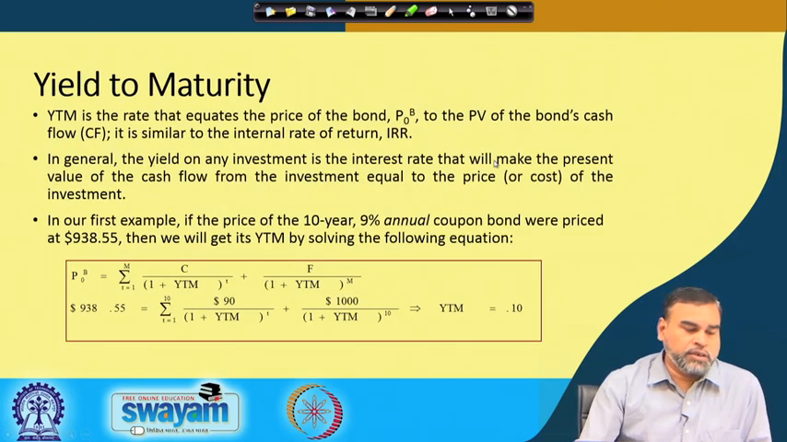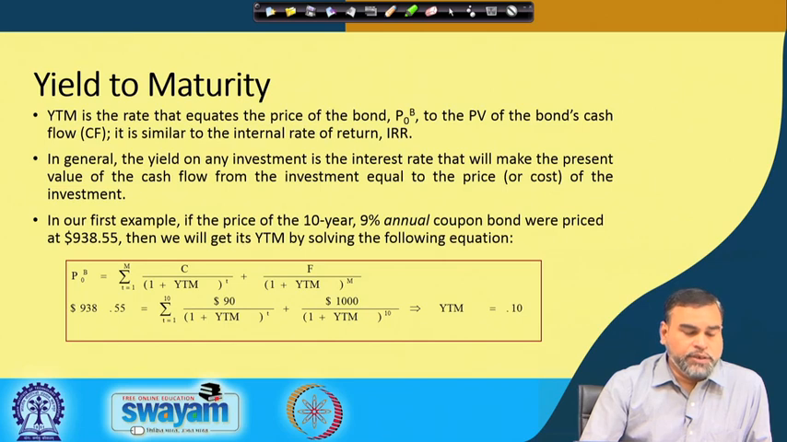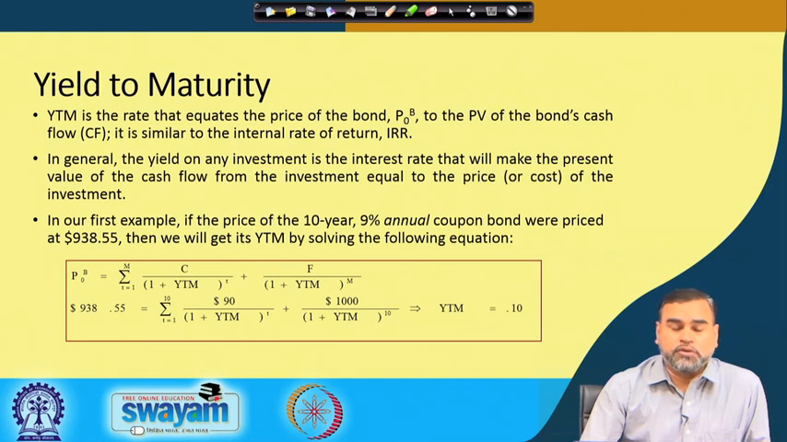Then we have another concept called the yield to maturity, which is highly used in valuation. The yield to maturity is quite important. What is the yield to maturity? It is the particular yield which equates the price of the bond to the present value of the bond's cash flows. It is more or less similar to the internal rate of return that we use in investment analysis, or project evaluation.